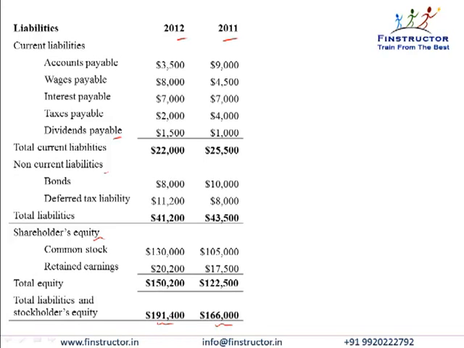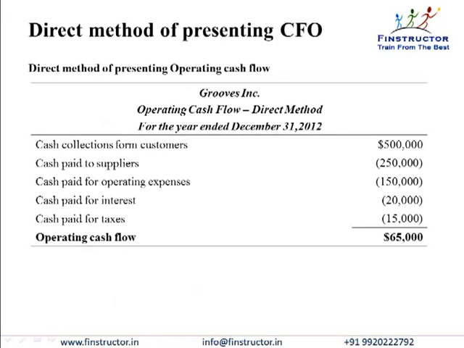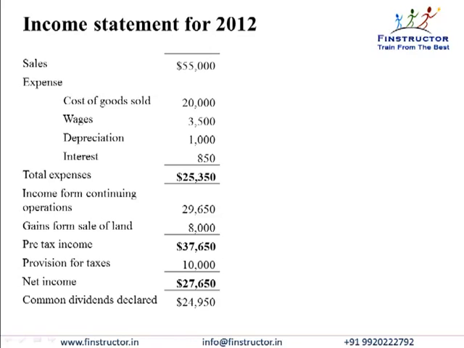So let's try to derive the cash flow from operations using the direct method. Please recall, the direct method presentation looks straightforward, something like the cash collected from customers and the cash paid to the individual suppliers for operating expenses, interest, taxes, and the difference of the two giving me the operating cash flow. So we'll start by taking a look at the income statement and identifying that the sales of the company for 2012 were $55,000.